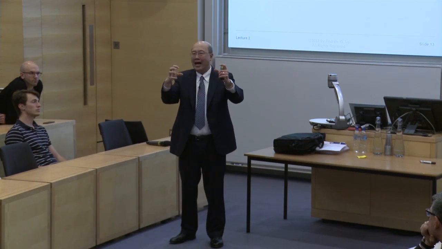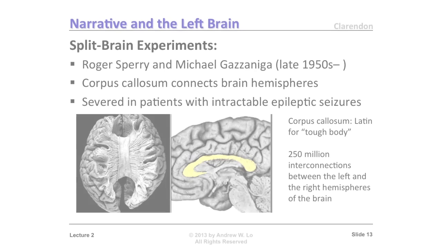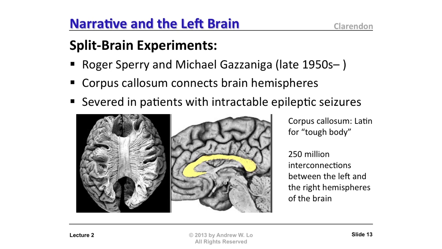As you know, the brain has two halves, the left and the right hemispheres, and they have different activities associated with them. The brain is connected, though, by what's called the corpus callosum, which is a very thick bundle of fibers, about 250 million fibers, nerve cells that connect the two.